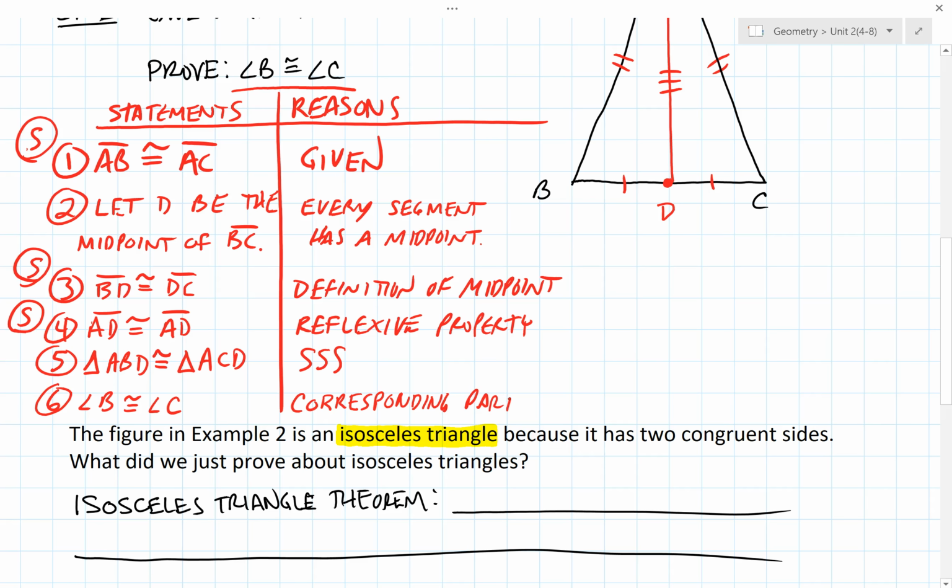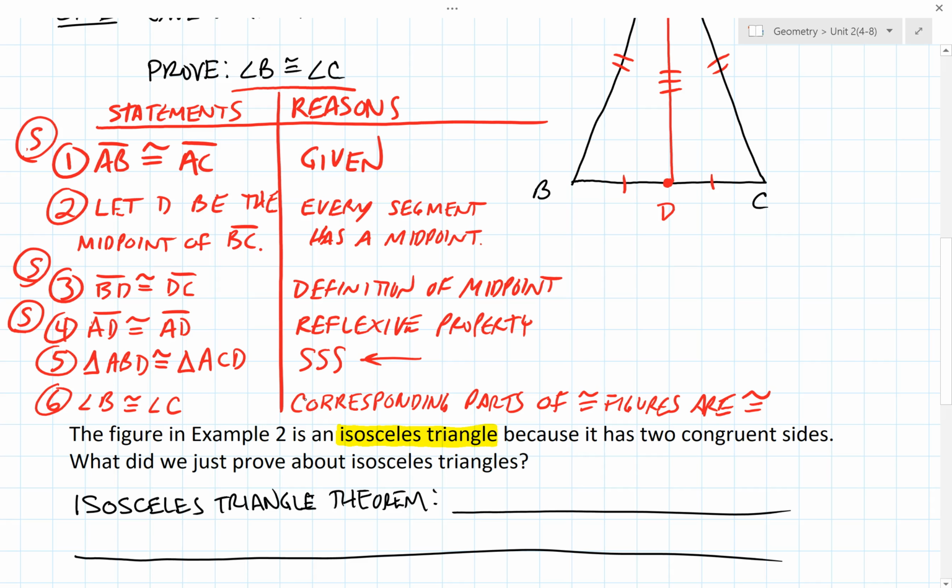Corresponding parts of congruent figures are congruent. So it doesn't make sense to say that, to say corresponding parts of congruent figures are congruent, if we haven't already proven that we have congruent figures. And we have right here in this step. Step 5, we proved that the triangles were congruent.